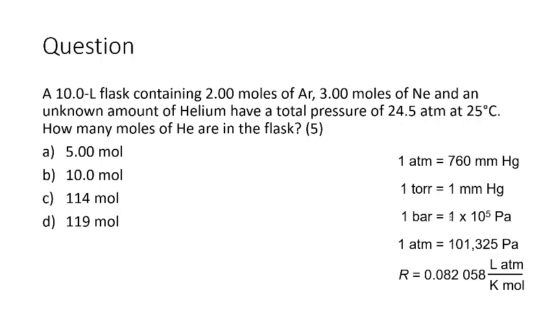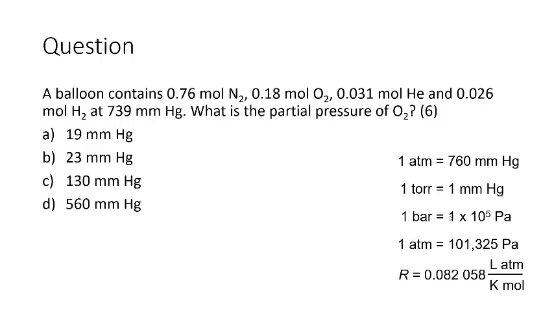Next, a balloon contains 0.76 moles of N2 gas, 0.18 moles of O2 gas, 0.31 moles of helium gas, and 0.026 moles of H2 gas at 739 millimeters of mercury. What is the partial pressure of O2?